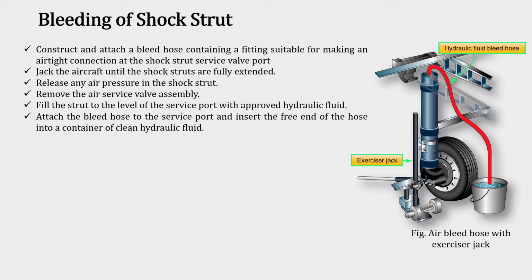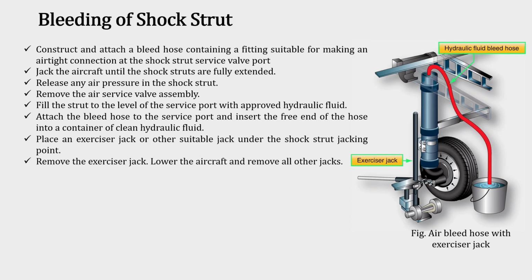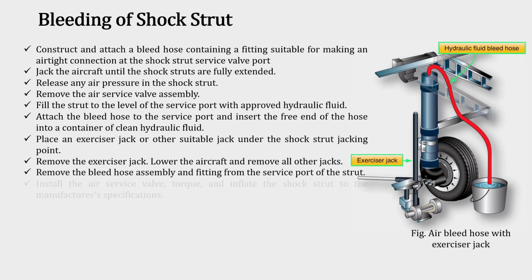Place an exerciser jack or other suitable jack under the shock strut jacking point. Compress and extend the strut fully by raising and lowering the jack. Continue this process until all air bubbles cease to form in the container of hydraulic fluid. Compress the strut slowly and allow it to extend by its own weight. Remove the exerciser jack, lower the aircraft and remove all other jacks. Remove the bleed hose assembly and fitting from the service port of the strut. Install the air service valve, torque and inflate the shock strut to the manufacturer specifications.